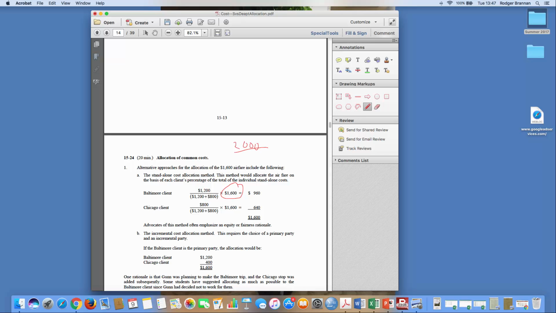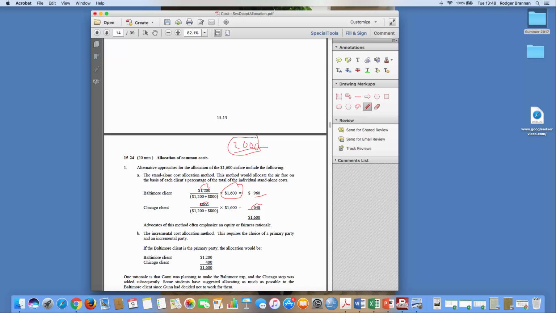So the question is, how do I fairly allocate those costs to my clients? Well, one is called the standalone, which I like to call the proportional method. I know that the sum of my total costs, if I do them individually, is $2,000. Well, proportionally, what are each of the components? 1,200 over 2,000 times 1,600 gives me 960. 800 over 2,000 times 1,600 gives me 640.